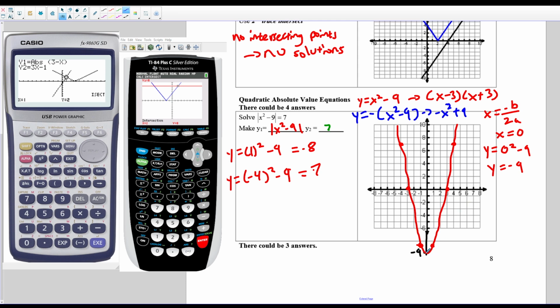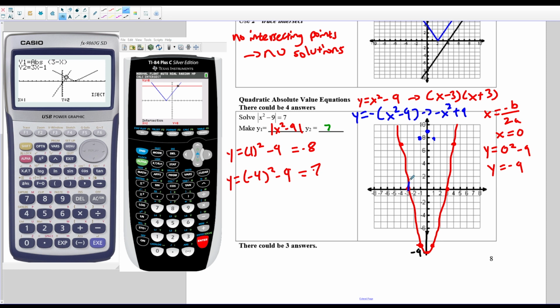So what's happening with our graph is all of these points down underneath are going to get reflected back up here. So that -9 gets reflected up to become a +9. This -8 gets reflected to become a +8, and same thing with the +8 on this side. And what's going to happen with our x-intercepts is they'll stay exactly the same.